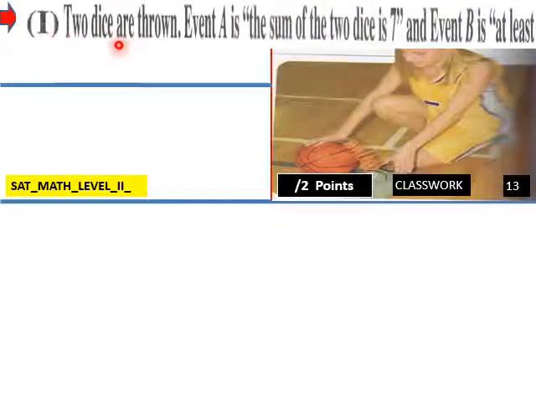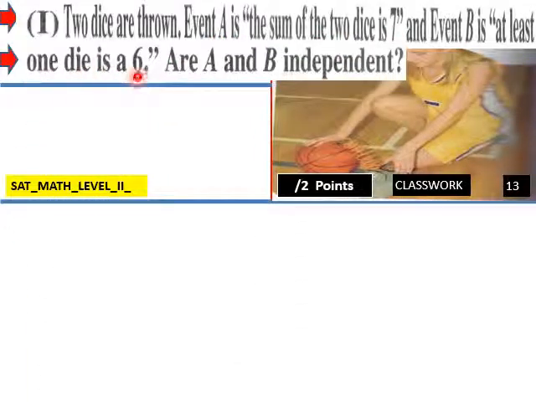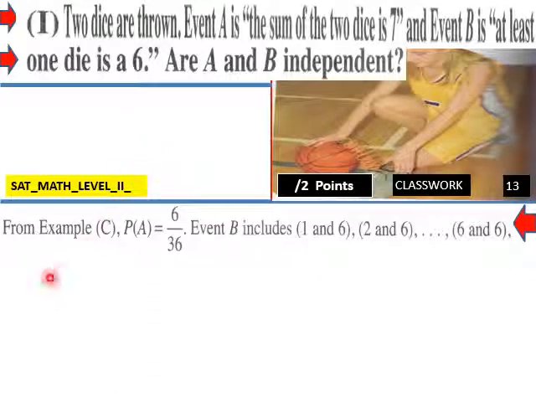And then I: 2 dice are thrown. Event A is the sum of the 2 dice is 7. And event B is at least 1 die is a 6. Are A and B independent?